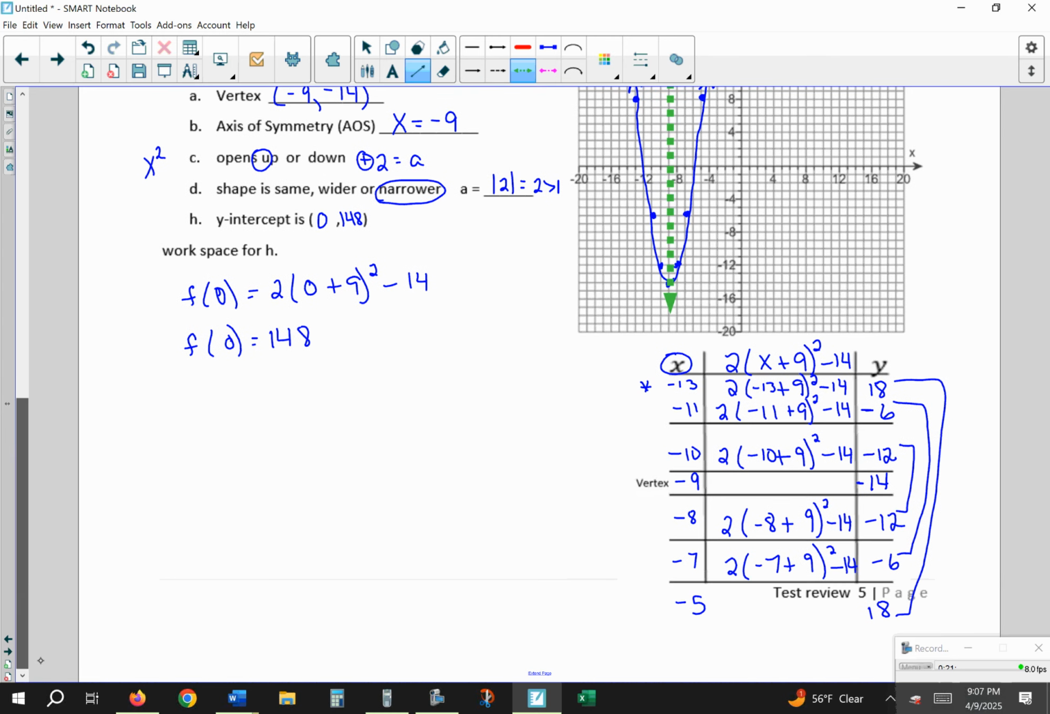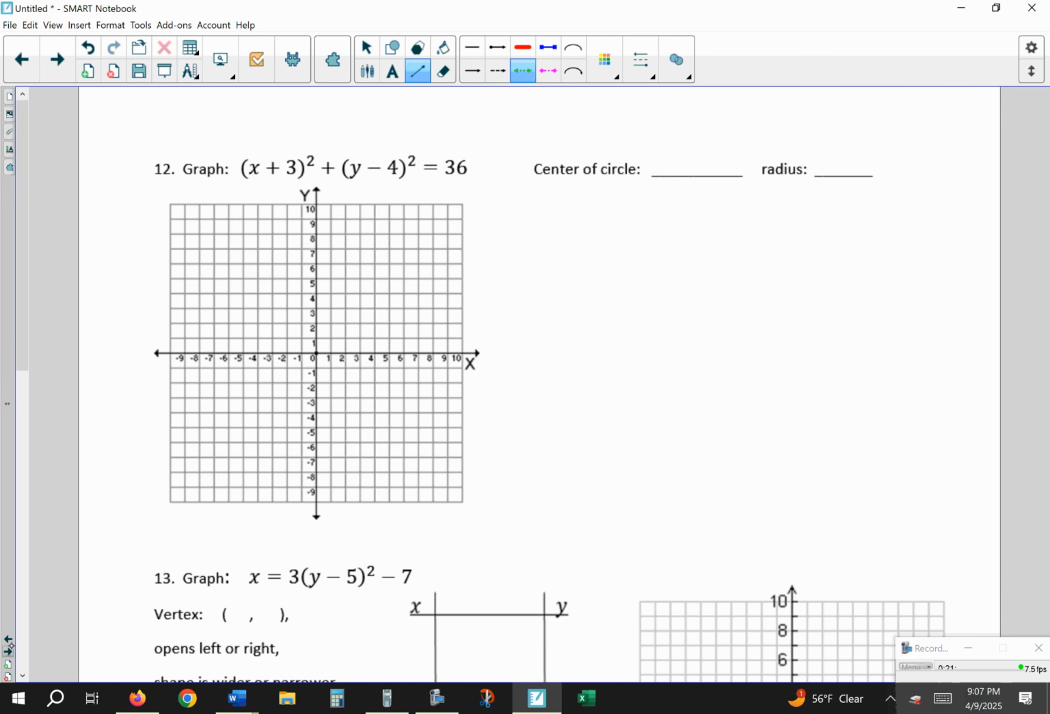Okay, next. Graphing our circle. And when we're graphing our circle, we do notice that we have the two sets of parentheses. So that means both of these expressions can be set equal to 0 to get those values for the center.